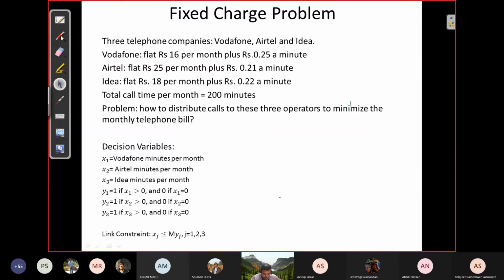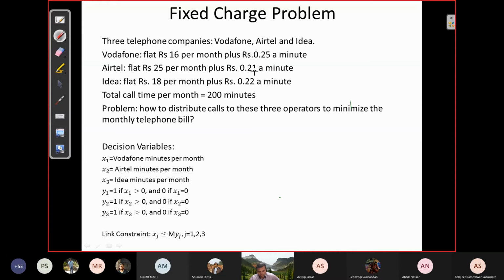Now, this is for you. Here I have given you a problem. This is again a fixed charge problem. Let us see what it is. There are three telephone companies, Vodafone, Airtel, and Idea. Vodafone charges a flat ₹16 per month plus 0.25 rupees a minute for calls. Similarly for Airtel and Idea, the data is given. The total call time per month is 200 minutes for a subscriber.